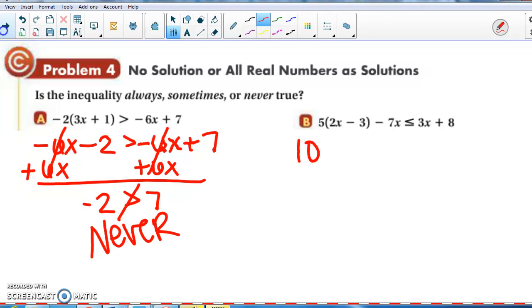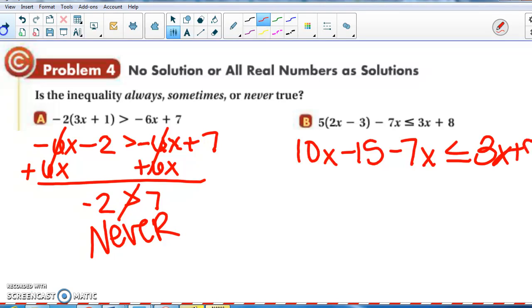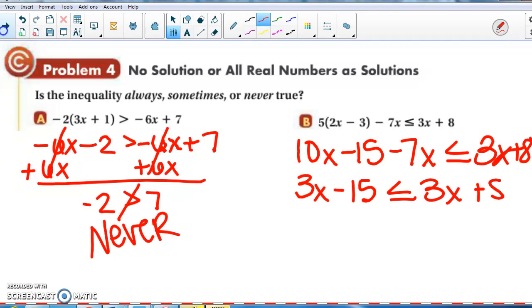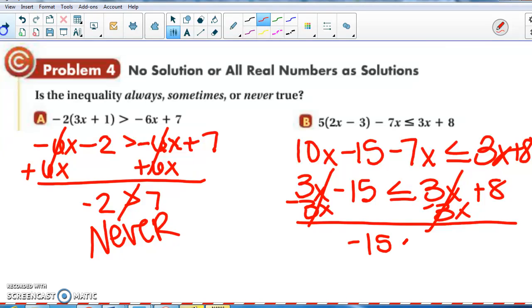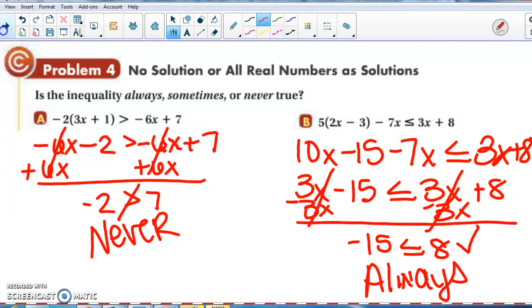Here we distribute the 5. 10x minus 15 minus 7x is less than or equal to 3x plus 8. 3x minus 15 is less than or equal to 3x plus 8. Subtract 3x from both sides. Is negative 15 less than or equal to 8? Yes. So this is always true.